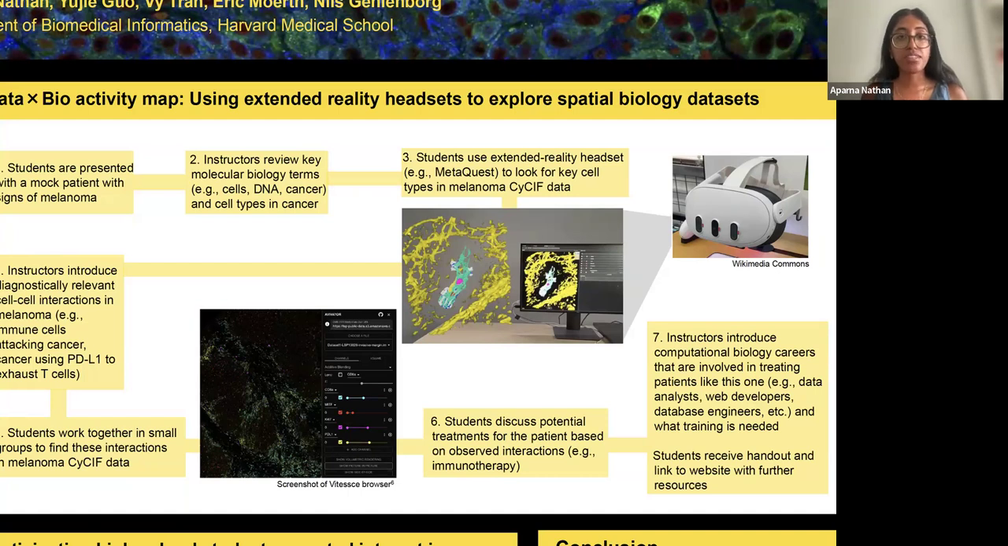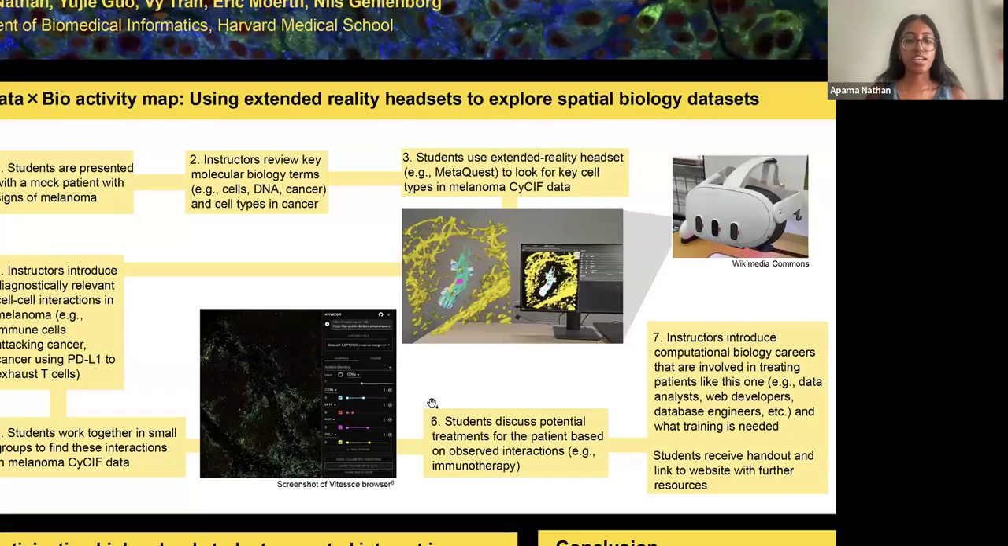And for these jobs, the instructors introduced what kind of training might be needed and what the different possible paths could be, whether through biology, computer science, graduate education, undergraduate education. And to help students have something to think about after the session, they received a handout and a link to a website with further career and education related resources in this space.